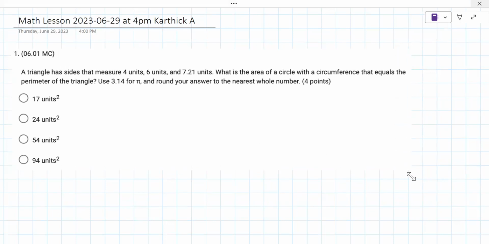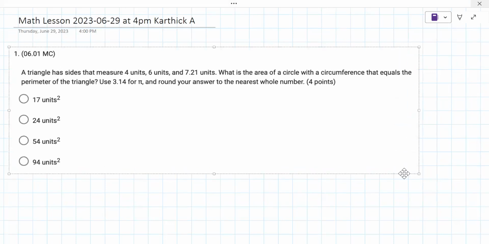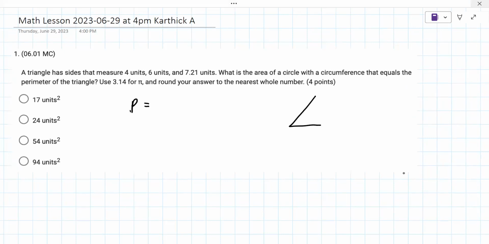A triangle has sides that measure 4 units, 6 units, and 7.21 units. What is the area of a circle with a circumference that equals the perimeter of the triangle? So first we need to calculate the perimeter of the triangle. 4, 6, and 7.21. Go ahead and add those together and let me know what you come up with.